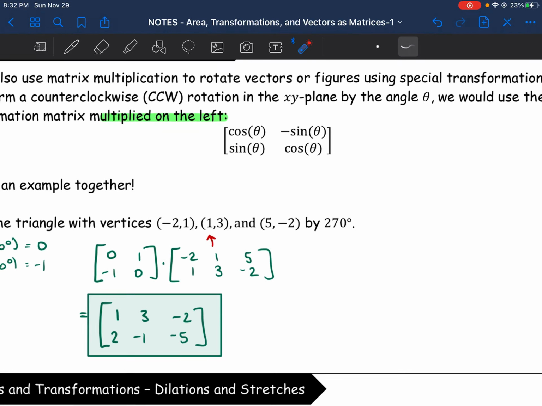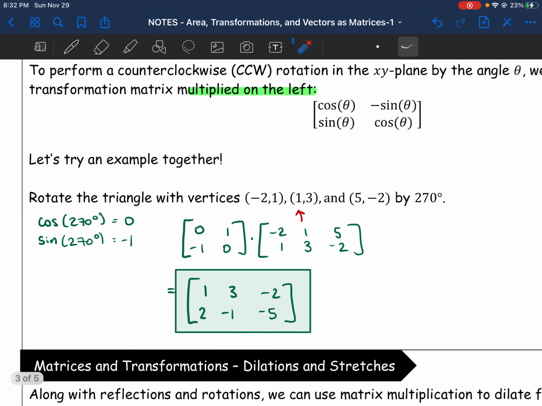So here's a quick example. Let's say that we want to take the triangle with these vertices right here and rotate it counterclockwise around the origin by 270 degrees. Well, if I want to rotate by 270 degrees, we know that we're going to need the cosine of 270 and the sine of 270, and that's been calculated right here. So the cosine of 270 degrees is 0. The sine of 270 degrees is -1.